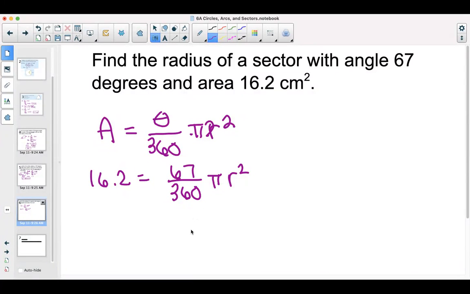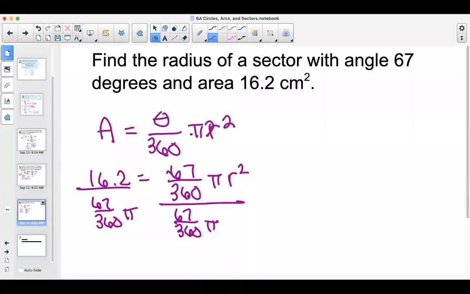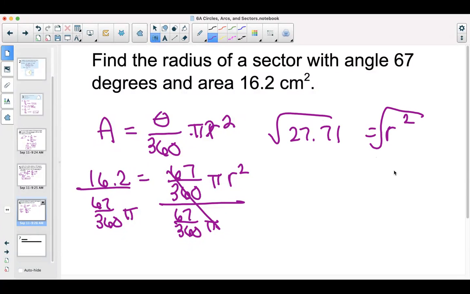So we want to divide both sides by 67 over 360 pi. And that cancels out. I'm going to come over here. We have r squared is equal to 27.71. And then we have to take the square root of both sides to get r by itself. And r is 5.26 when we do that.